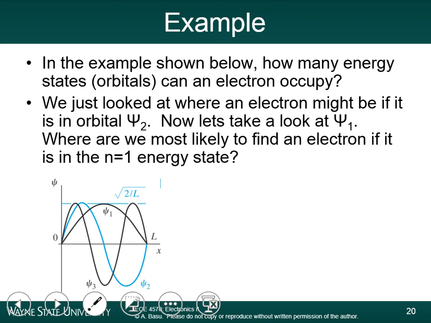Okay, we just did this example. So in the example below, how many energy states can an electron occupy? How many different wave functions are there? There's 3. So there's 3 different energy states. And we did this example. We just looked at orbital psi 2. Let's look at psi 1. Where are we most likely to find an electron if it's in the n equals 1 energy state? It's going to be at L over 2.